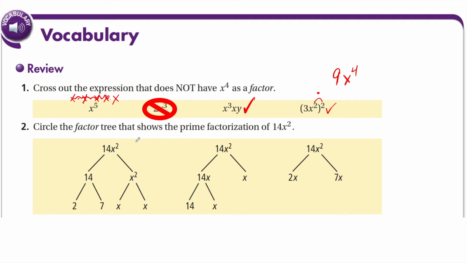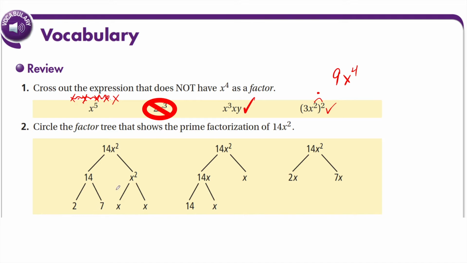Circle the factor tree that shows the prime factorization of 14x squared. In order for something to show prime factorization, that means that our end result can only be prime numbers. Prime numbers being numbers that multiply between 1 and itself, and that's it. There are no other ways to multiply to that number. Like 14 is not a prime number because we can write it as a 2 times a 7. However, a 2 and a 7, both of those are prime numbers. There are no numbers other than 1 and itself that will give you a 2 or a 7.